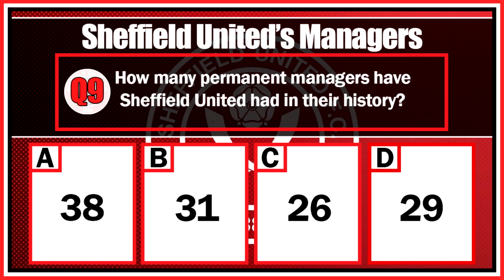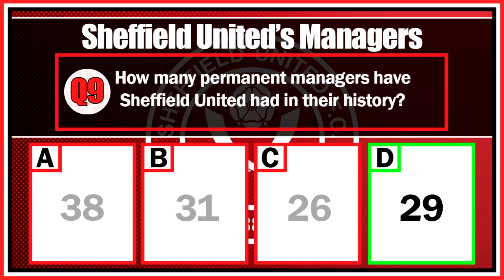And in question 9, I asked you, how many permanent managers have Sheffield United had in their history? Was it A, 38, was it B, 31, was it C, 26, or was it D, 29? And the answer was 29. But I'm not going to list them all, you're going to have to take my word for it.